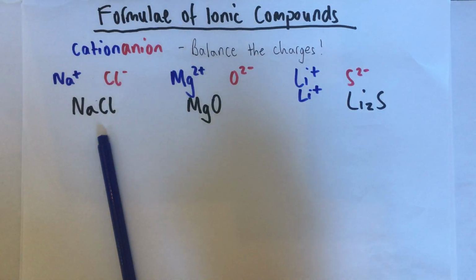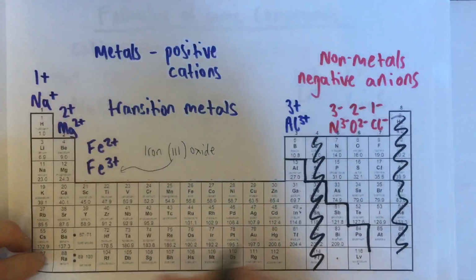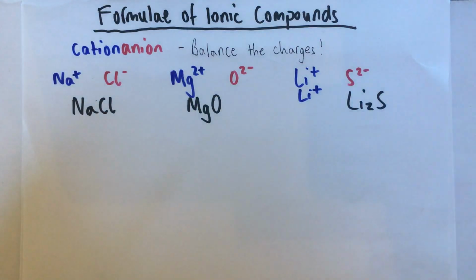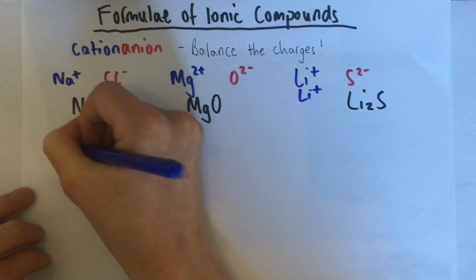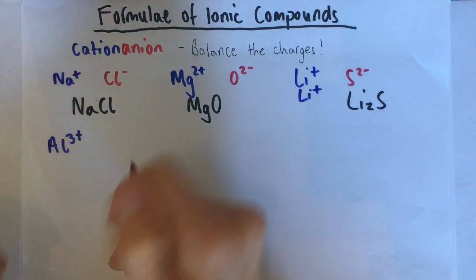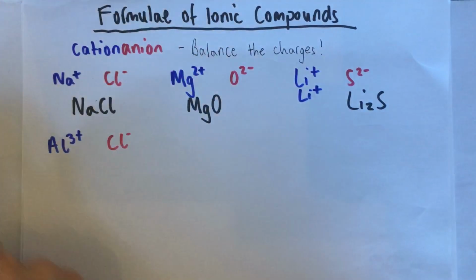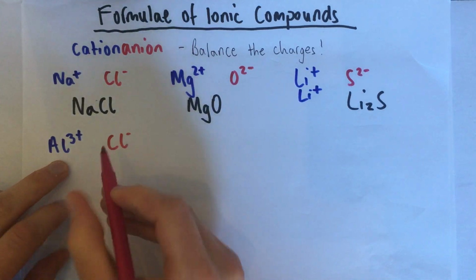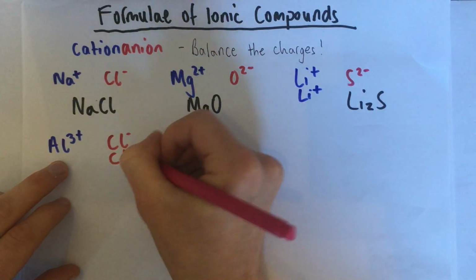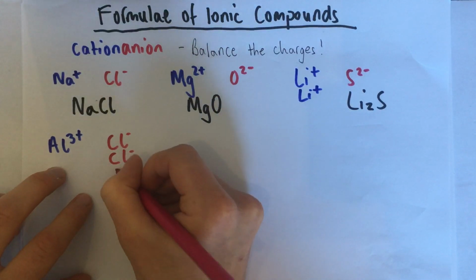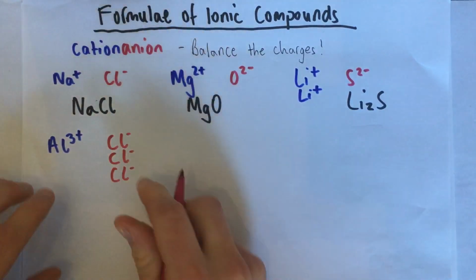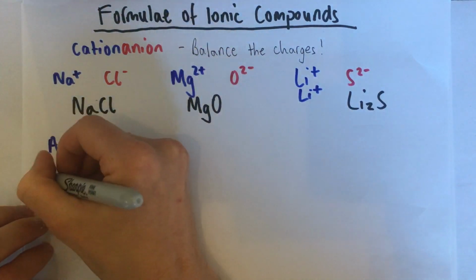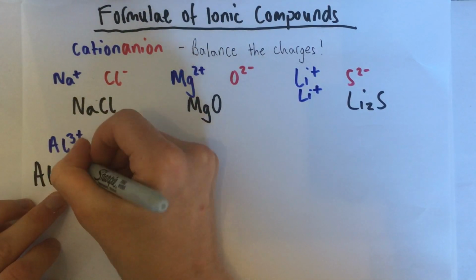Let's go for aluminium chloride. Aluminium is going to be 3 plus. Chloride is going to be 1 minus. So let's write those down. Al3+, Cl-. This time we've got 3 plus as the total positive charge, but only 1 minus. So we need some more of these. So if we put in another, we've now got 2 minus. Put in another, we've now got 3 minus. So this is going to be our formula for this one. 1 aluminium ion with 3 chloride ions, so it's going to be AlCl3.